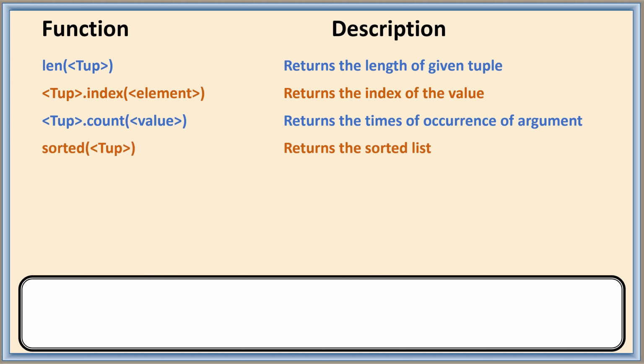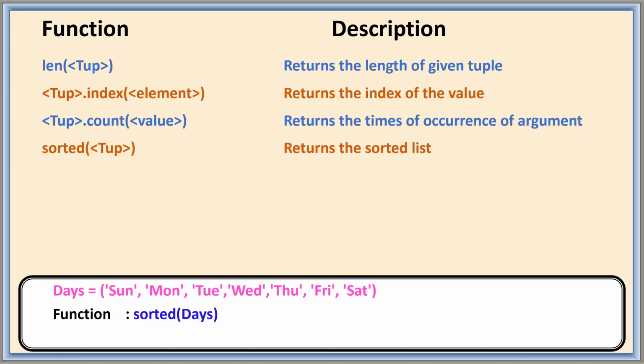Next one, we have sorted of tuple. It returns a sorted list. It is not going to be a tuple because a tuple is immutable, and we also know that sorted always returns a new list and does not change the original sequence. Sorted of days, we get a sorted list.